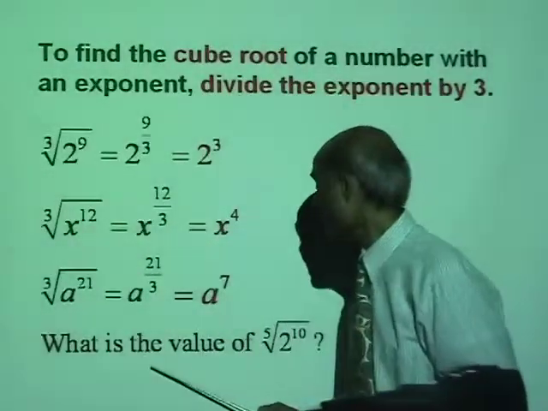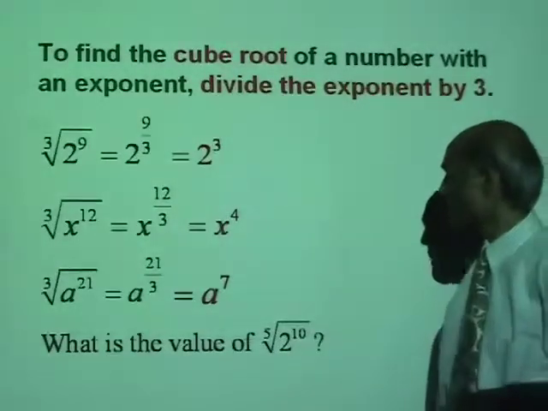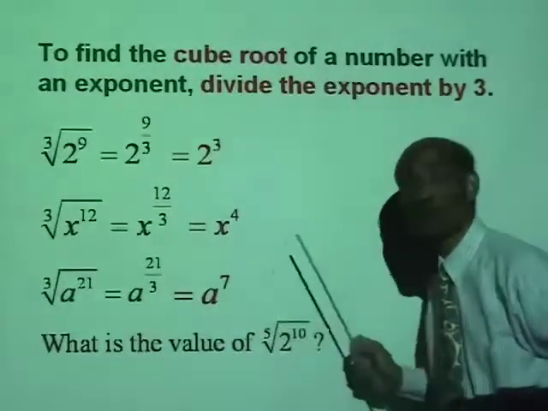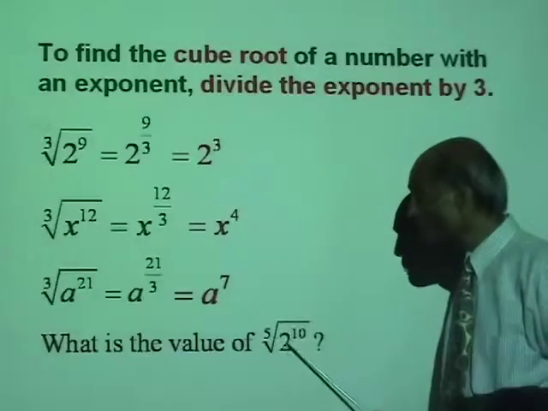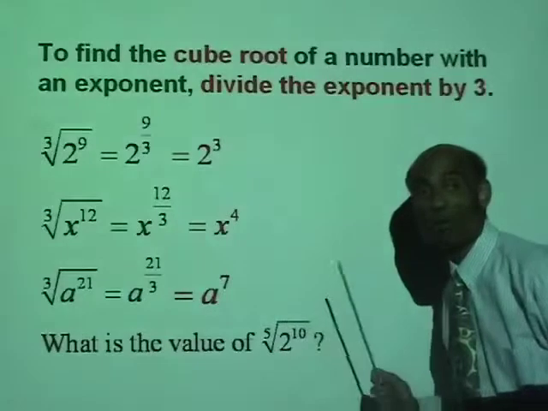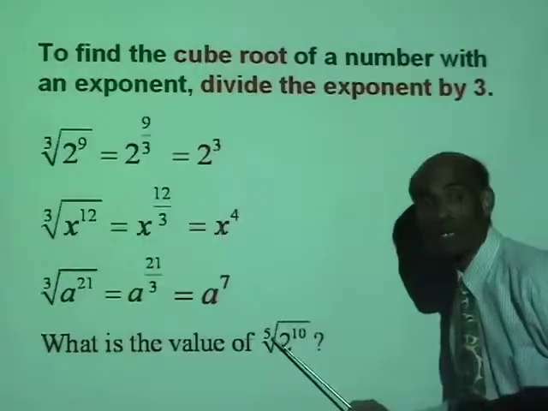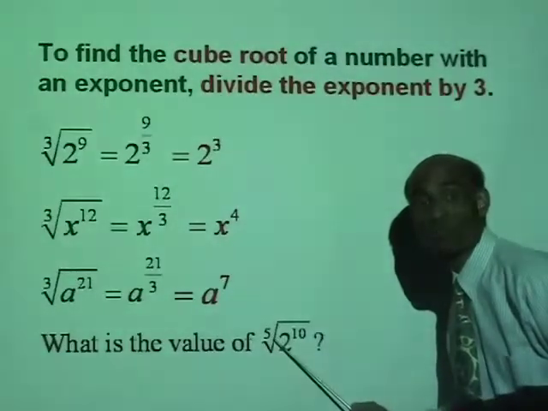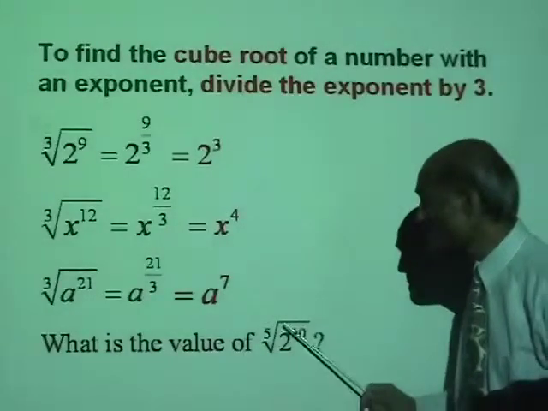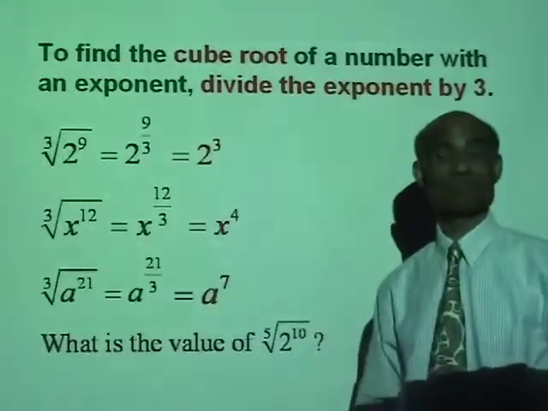Now tell me, what is the value of the fifth root of 2 to the power of 10? Can you now extrapolate it and use those results here? Fifth root of 2 to the power of 10. To find the value here, all you need to do is divide that exponent 10 by this radical number 5. So that will be 2 to the power of 10 divided by 5. That is 2 raised to the power of 2.